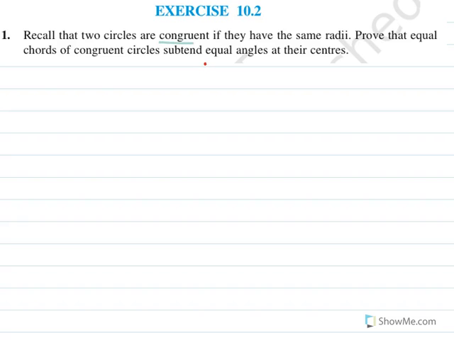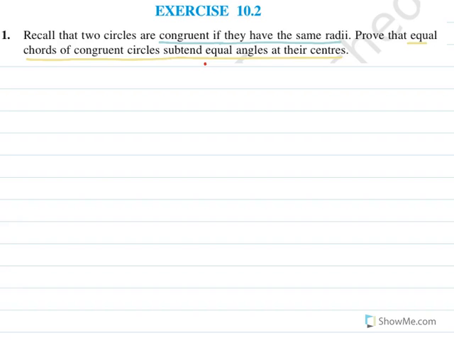Recall two circles are congruent if they have the same radii. Prove that equal chords of congruent circles subtend equal angles at the center. So here we are given two circles that are congruent. What do you mean by congruent circles? Circles that have got the same radii.